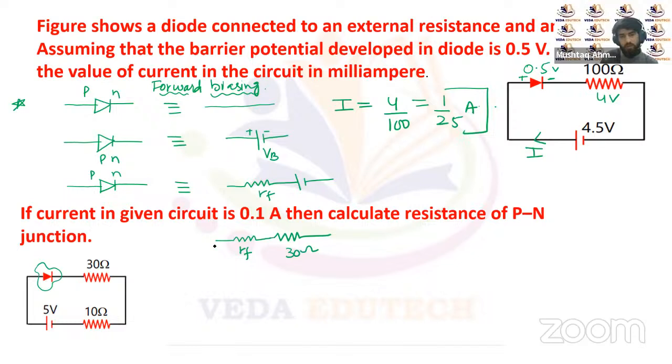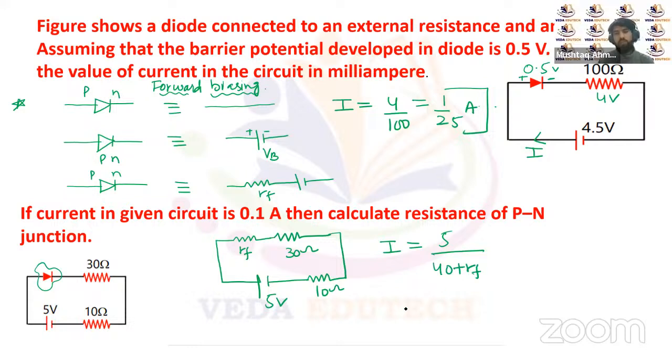and there will be this resistor, and the battery will be of 5 volts, and there is a 10 ohm resistor as well. This is a 5 volt battery, and the total current here will be equal to the total potential supplied by this battery, that's 5 volts, upon the total resistance, that is 40 plus RF. Now we have to find the forward resistance of this P-N junction diode. The current is given as 0.1 ampere, so we'll put I equal to 0.1.